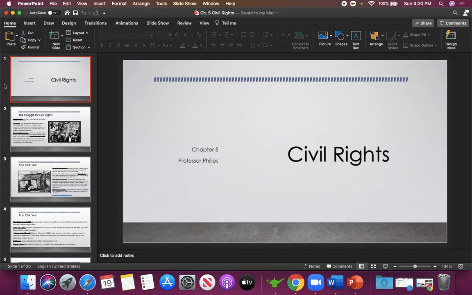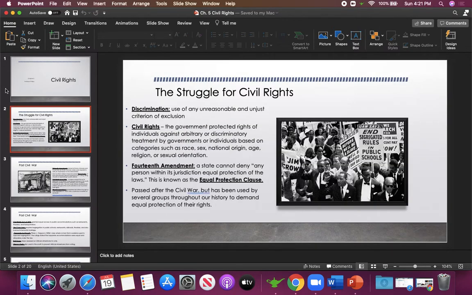So, civil rights has been addressed in a lot of different ways through acts passed by Congress, through amendments as well outside the Bill of Rights. So, this chapter, we're going to look at the struggle for civil rights for several different groups in our country and look at some of the court cases and bills passed by Congress that help ensure those civil rights. So, civil rights have to do with discrimination.